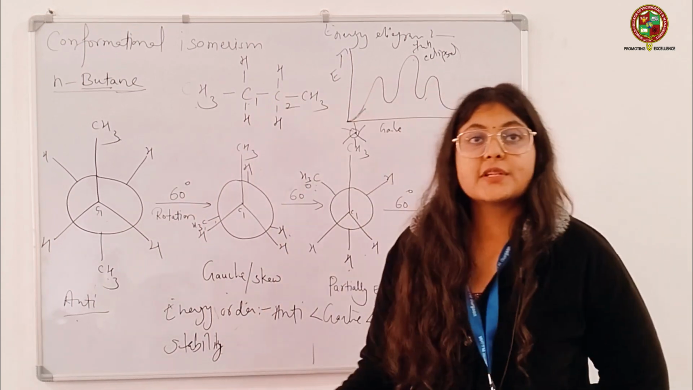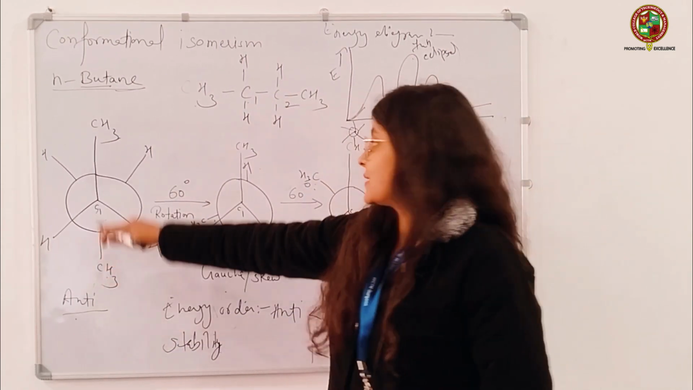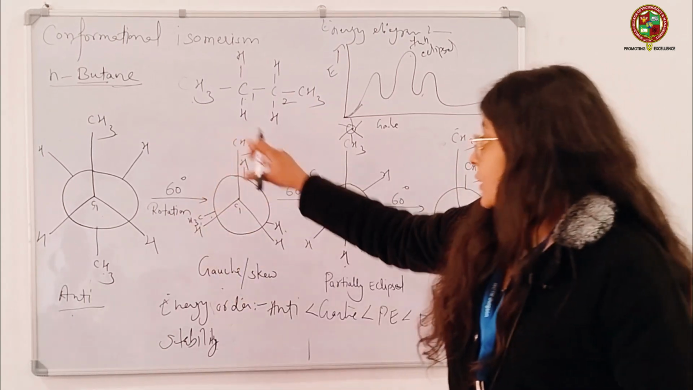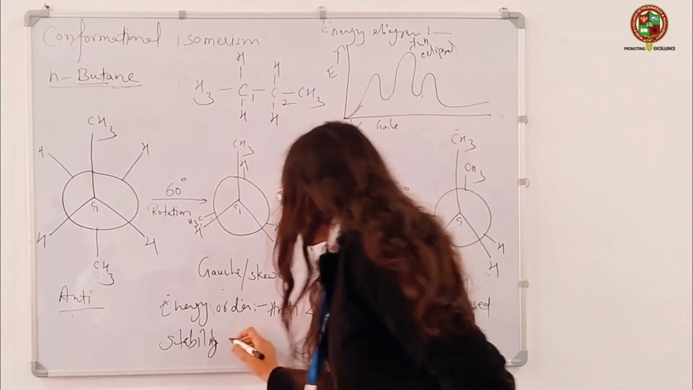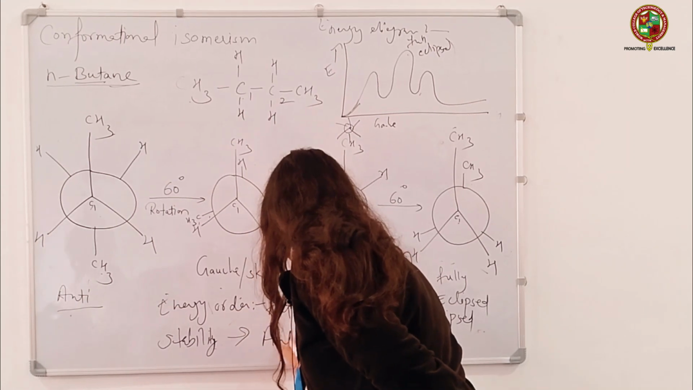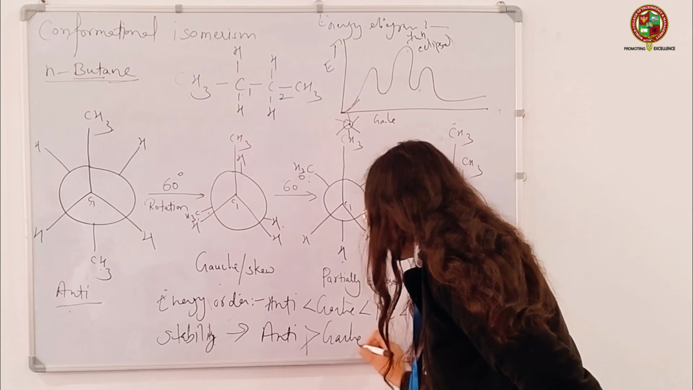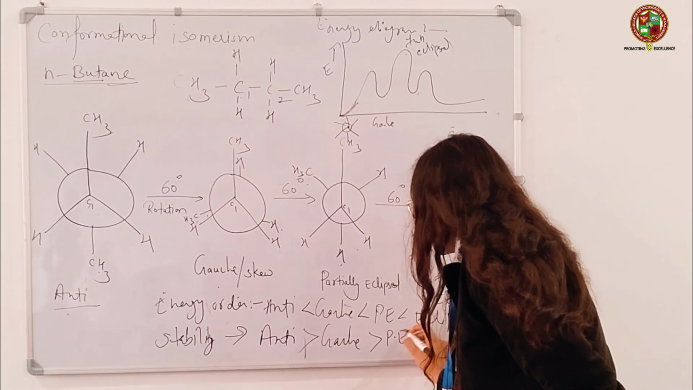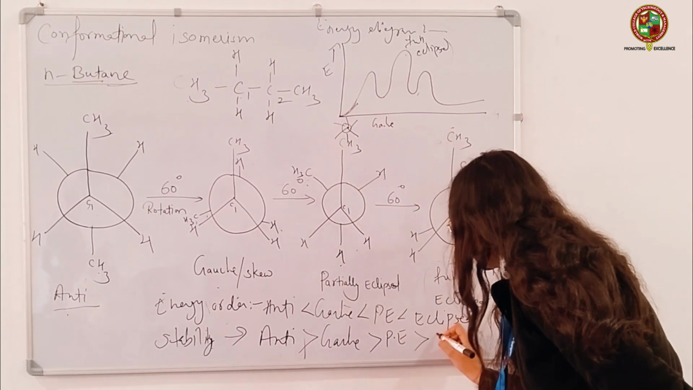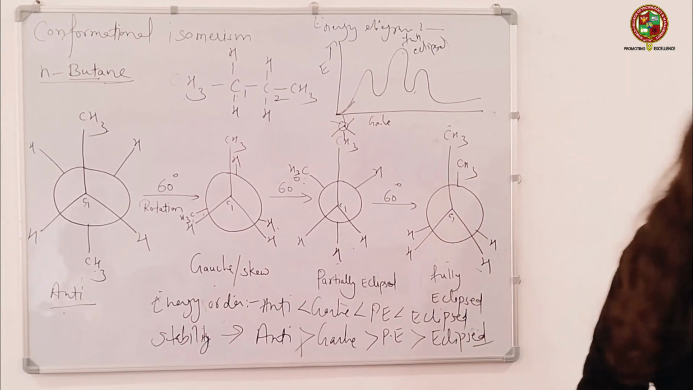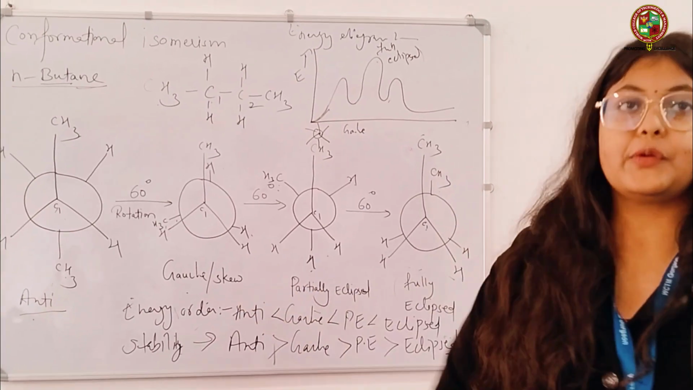As we know, the most stable conformation is anti, because the steric hindrance, or steric strain, or torsional strain, you can say, is less in anti. So we can show the stability order like that. Anti is more stable than gauche, and partially eclipsed is less stable than that, and least stable is eclipsed. Eclipsed is the least stable of all four conformations.